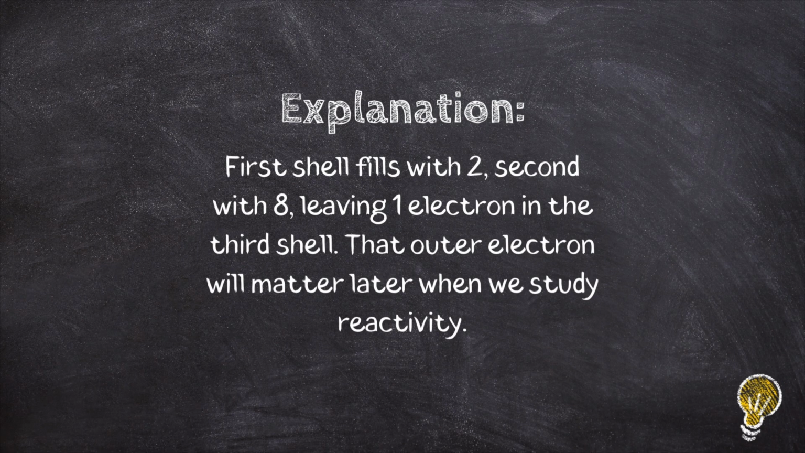Sodium has 11 electrons. The first shell can hold 2, so we put 2 there. That leaves 9 electrons. The second shell can hold 8, so we fill that completely. Now we have used 10 electrons. There is 1 electron left over. That goes into the third shell. So the electronic structure is 2, 8, 1.